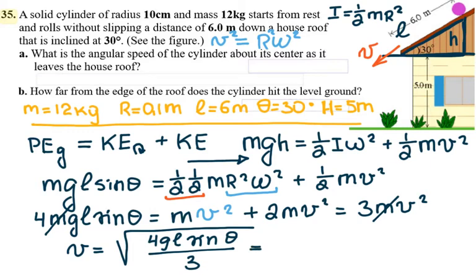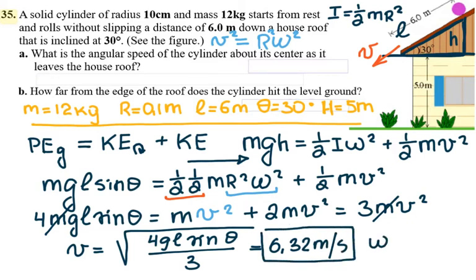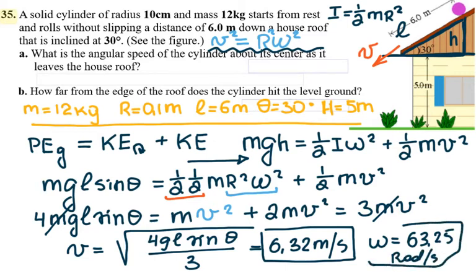And if I plug in my numbers, then I'm going to get 6.32 meters per second. And if I wanted to know angular velocity at the end, then I would divide both sides by r from the formula that I wrote above in blue. So if I divide both sides by r, that will give me 63.25. So this is 63.25 radians per second. So I could also have angular velocity at the end of the length of the roof.